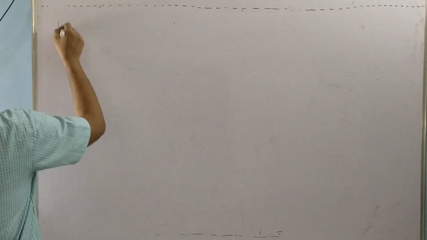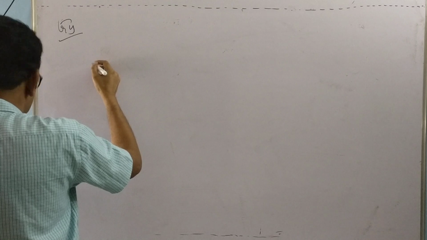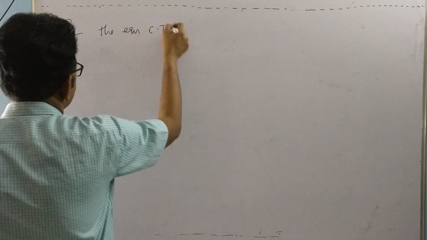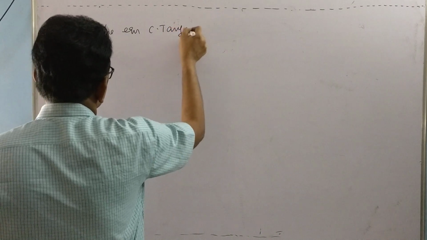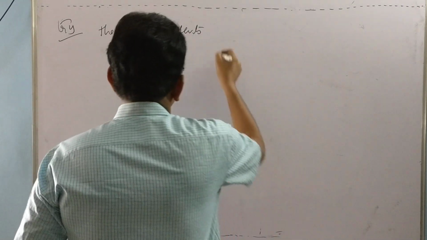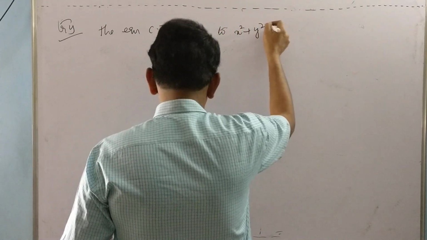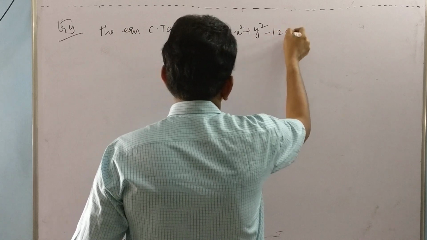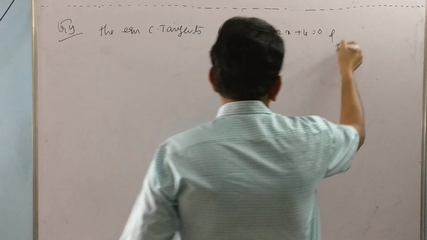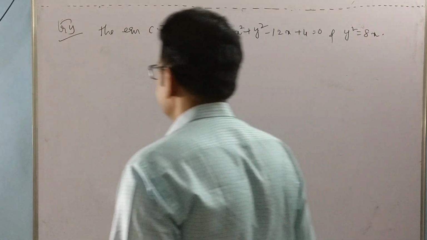Just try this yourself. The equation of common tangents to the circle x square plus y square minus 12x plus 4 equal to 0 and y square is equal to 8x.